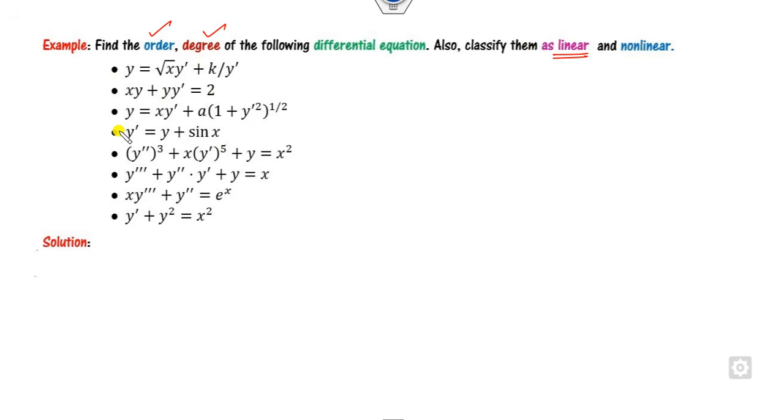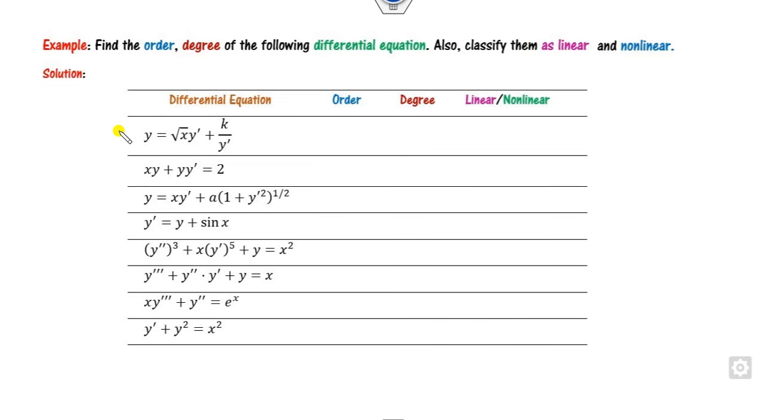So we will discuss all these 8 examples in this case. Firstly, you have to find the order. So order is very simple, there is no condition that the highest derivative is 1. What is the degree? It should be free from the radical, so you have to multiply this by y dash, so it will be root x y dash square plus k.